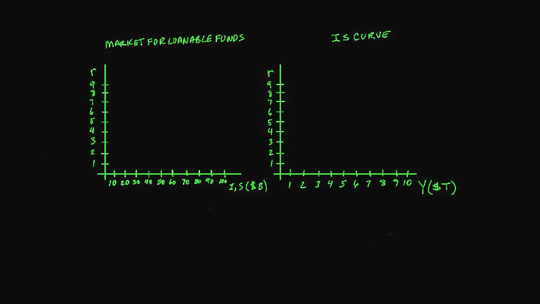Here's another one. When savings equals investment, aggregate income equals aggregate expenditures, and recall that aggregate expenditures are equal to C plus I plus G in our closed economy.